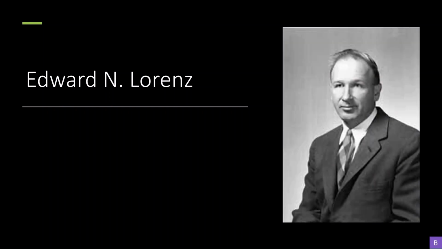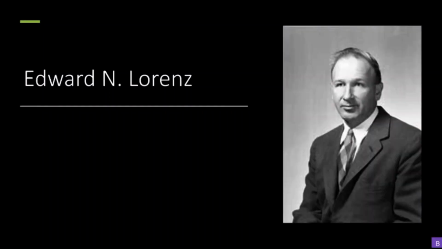In 1961, an American mathematician and meteorologist, Edward N. Lorenz, wanted to create a simplified model to capture the essential dynamics of atmospheric convection. He wanted it to be basic enough to perform useful analysis with the computers available at the time.